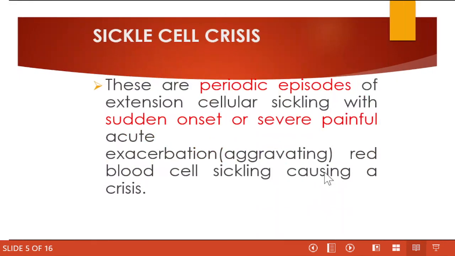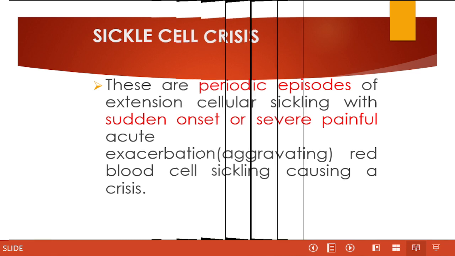We proceed. What is sickle cell crisis? These are periodic episodes of extensive cellular sickling with sudden onset or severe painful acute exacerbation, red blood cell sickling causing a crisis. That's how you can define a sickle cell crisis.